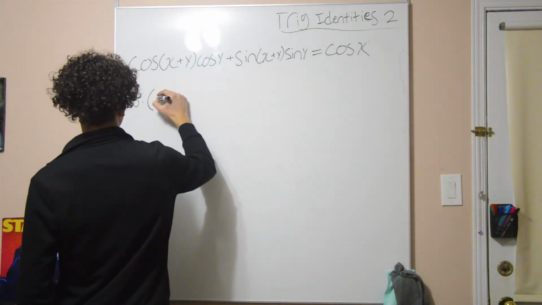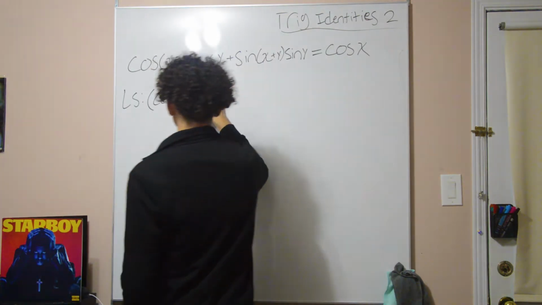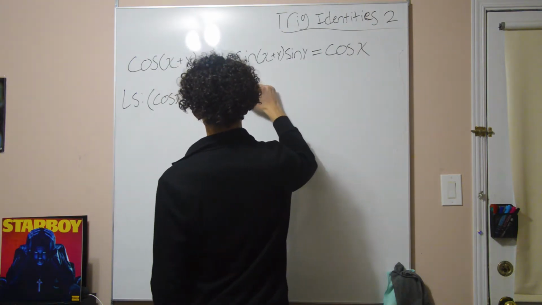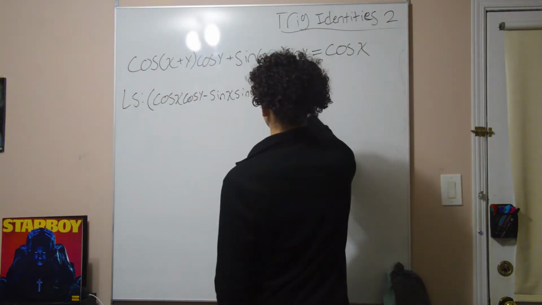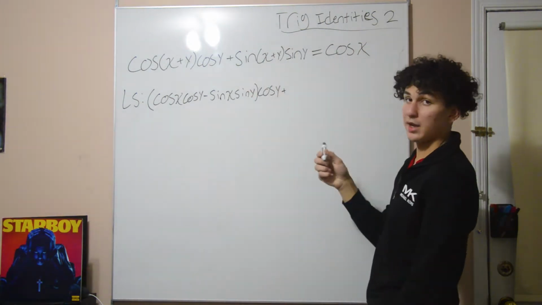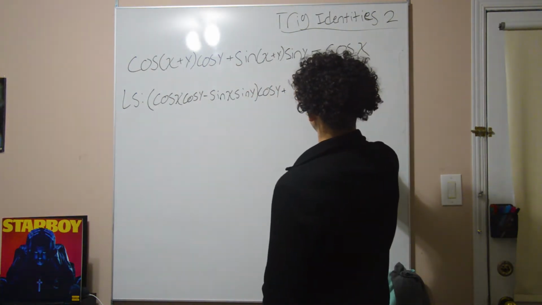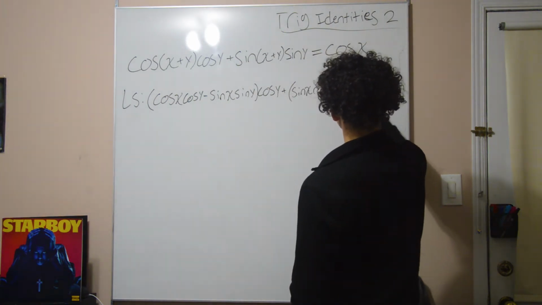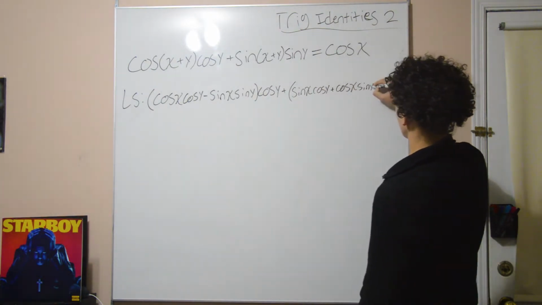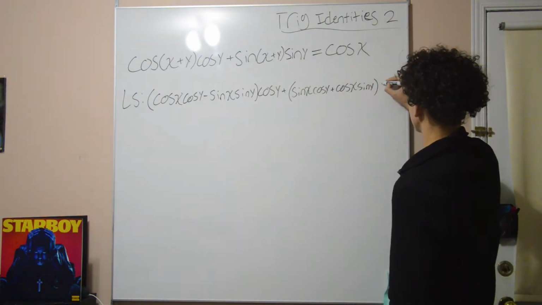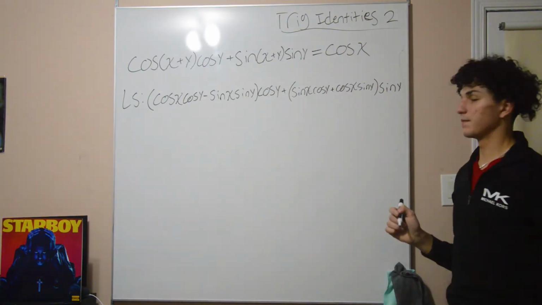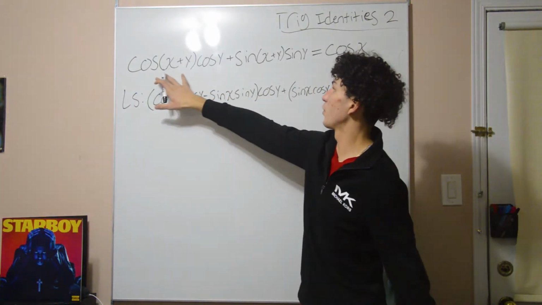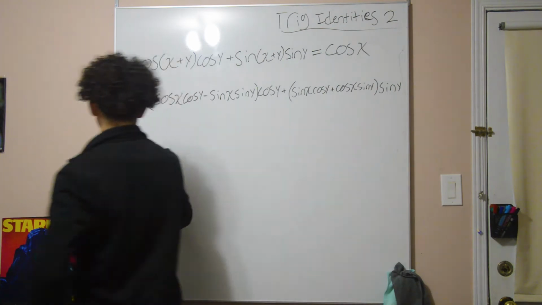So now on our left side, we get cos x cos y minus sine x sine y, and that's just being multiplied by cos y. Now let's do sine x plus y, plus, this becomes sine x cos y plus cos x sine y, and we're multiplying that by sine y. Now from here, let's run this multiply right through, because this whole thing is being multiplied, right? So let's keep going with it.